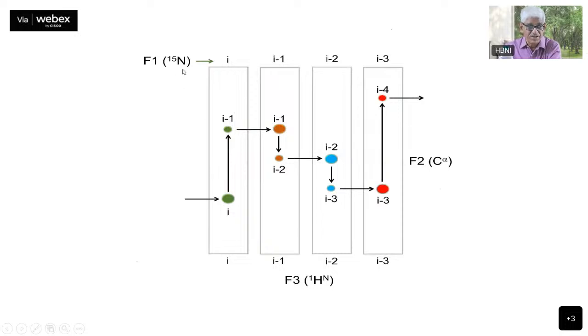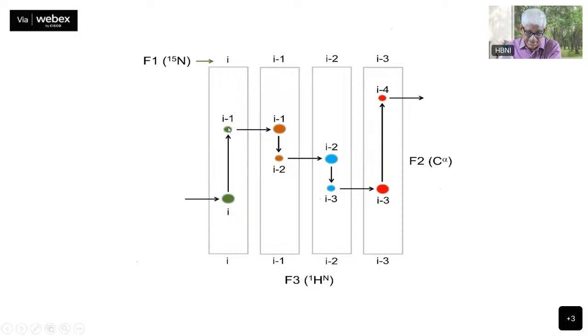At the F1 N15 of residue I, you get 2 peaks: the C alpha of residue I and the C alpha of residue I minus 1. Now if I go to the nitrogen 15 plane of residue I minus 1, what should I get? At the NH proton of residue I minus 1, I should get the C alpha of I minus 1, and the C alpha of I minus 2. And this C alpha of I minus 1 should be the same as this, because the C alpha is the same. This is I minus 1 C alpha. This is also I minus 1 C alpha.